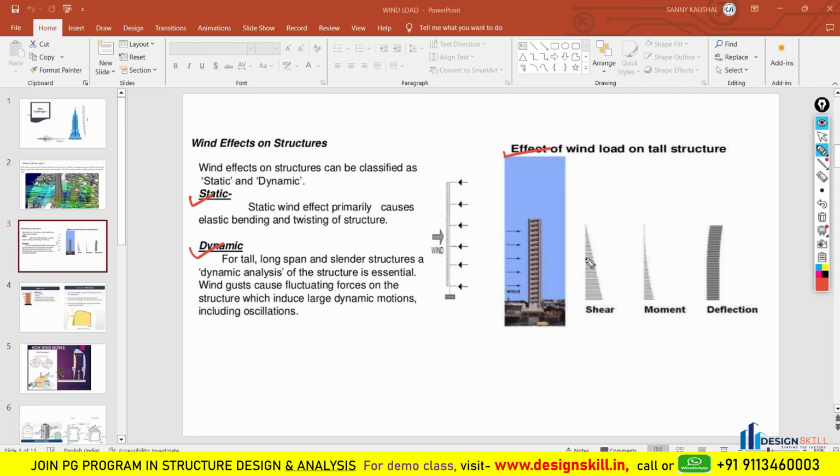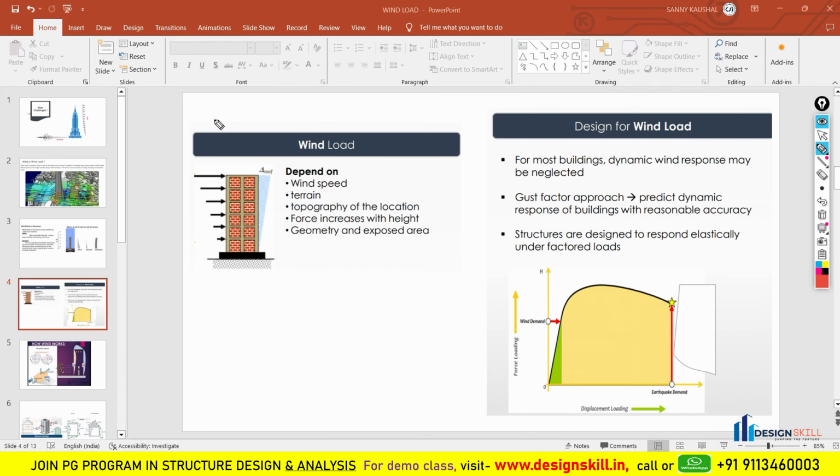The effect is that it creates shear forces, moment and deflection in our structures. So this is the major effect which the wind load causes on tall structures. Now move to the next slide. Now this slide is all about the factors affecting the wind load.